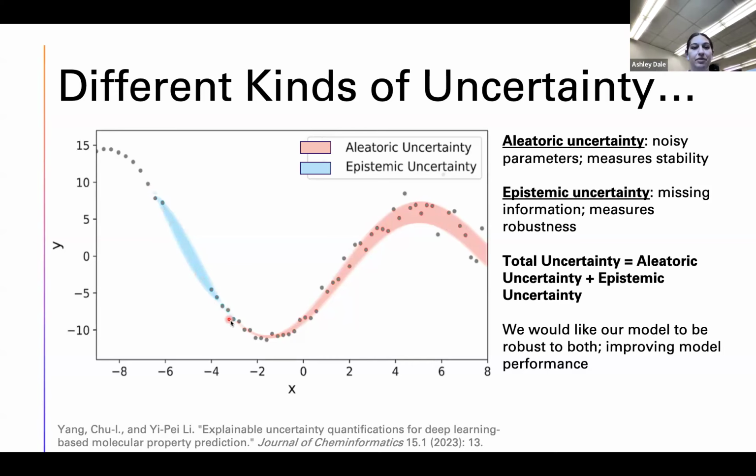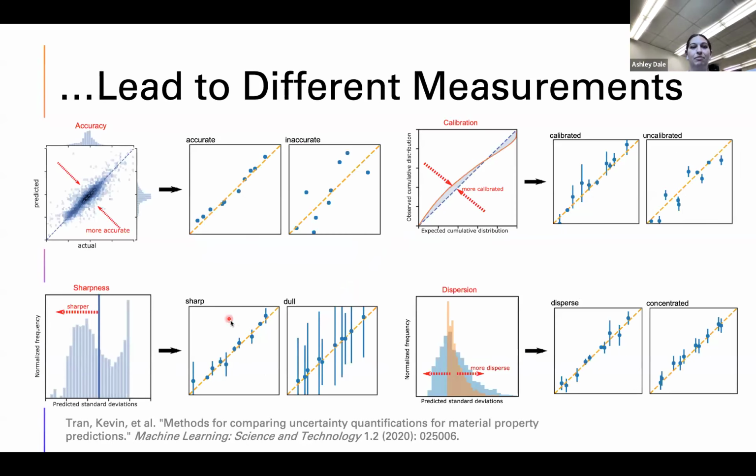So if we have different kinds of uncertainty, what that's going to get us to is different kinds of uncertainty measurements. All right, so going through these one at a time, and I really highly recommend this paper, Methods for Comparing Uncertainty Quantifications. It's very applied. It does a great job breaking down exactly how to calculate these things, and there's also a GitHub repo associated with it.